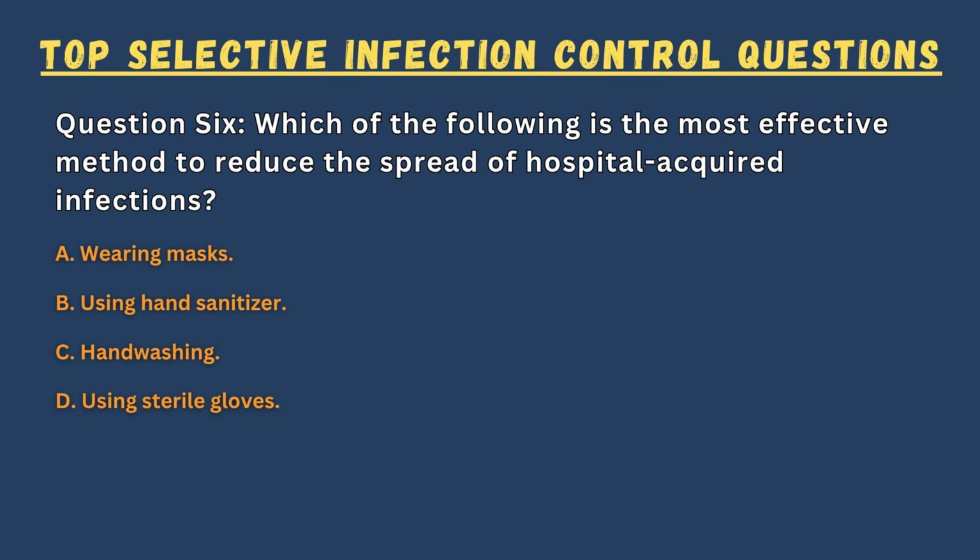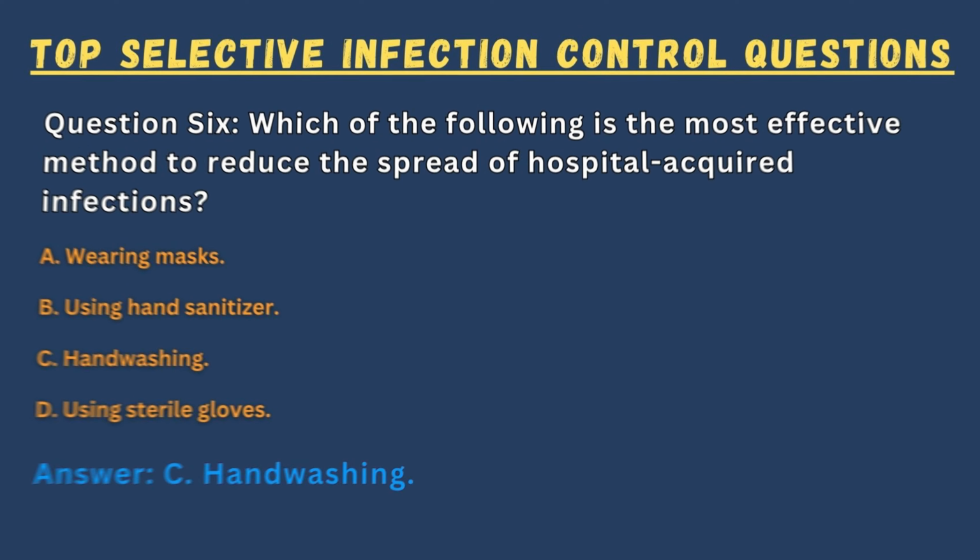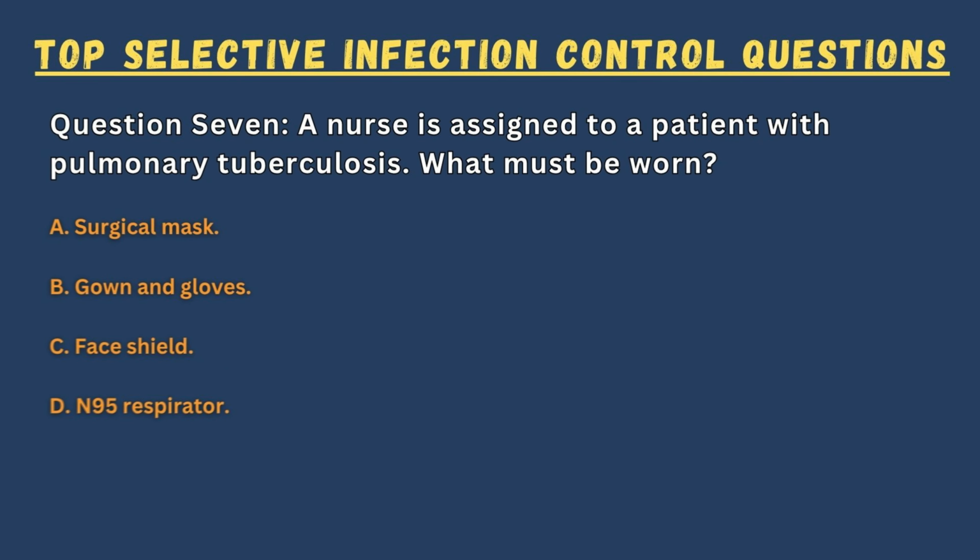Question 6. Which of the following is the most effective method to reduce the spread of hospital-acquired infections? A. Wearing masks. B. Using hand sanitizer. C. Hand washing. D. Using sterile gloves. Answer. C. Hand washing.